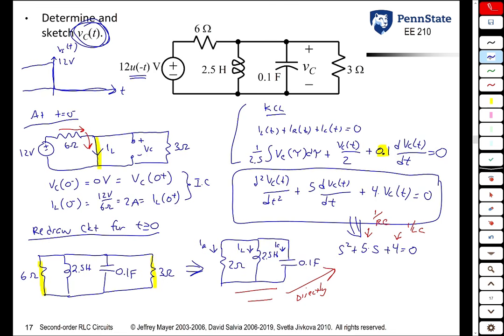We now find the roots of this. The roots are minus 5 plus or minus the square root of 5 squared minus 4 times 4 all over 2. That becomes minus 5 plus or minus 3 over 2, minus 4 and minus 1. Right away we see that this is the overdamped case.